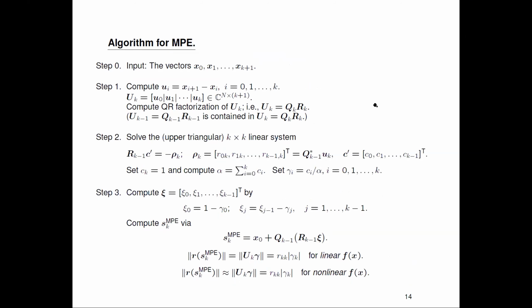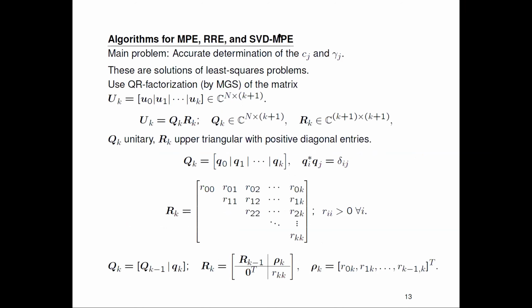You have 12 minutes. Okay, so I think I'll just mention how we do the algorithms for these. To do the algorithms, I form the QR factorization of the matrix U sub k. This is the unitary matrix, a rectangular unitary matrix, and this is the square matrix R sub k. This is a very small matrix, k plus 1 by k plus 1, and this is n by k plus 1.